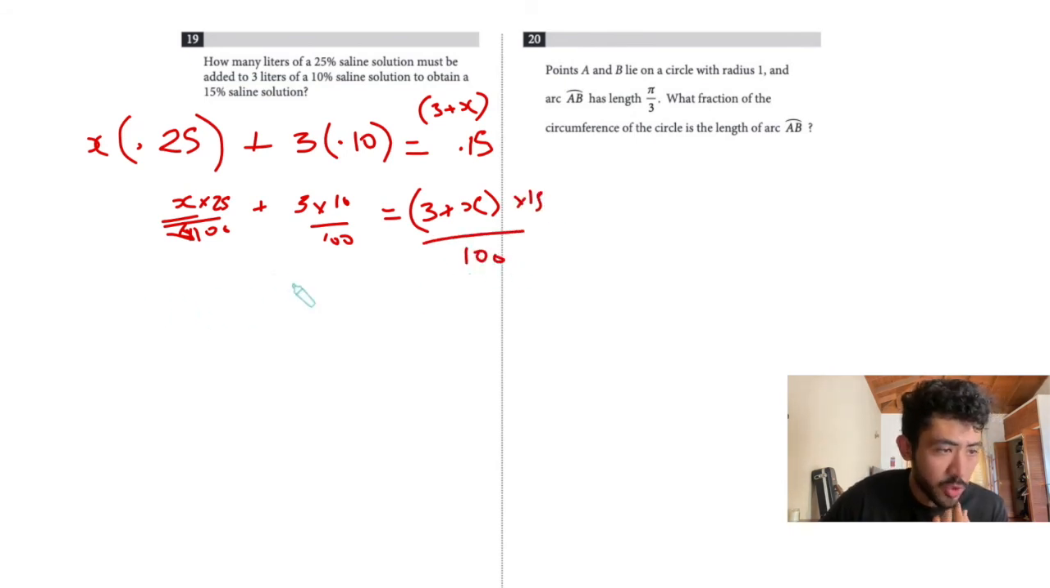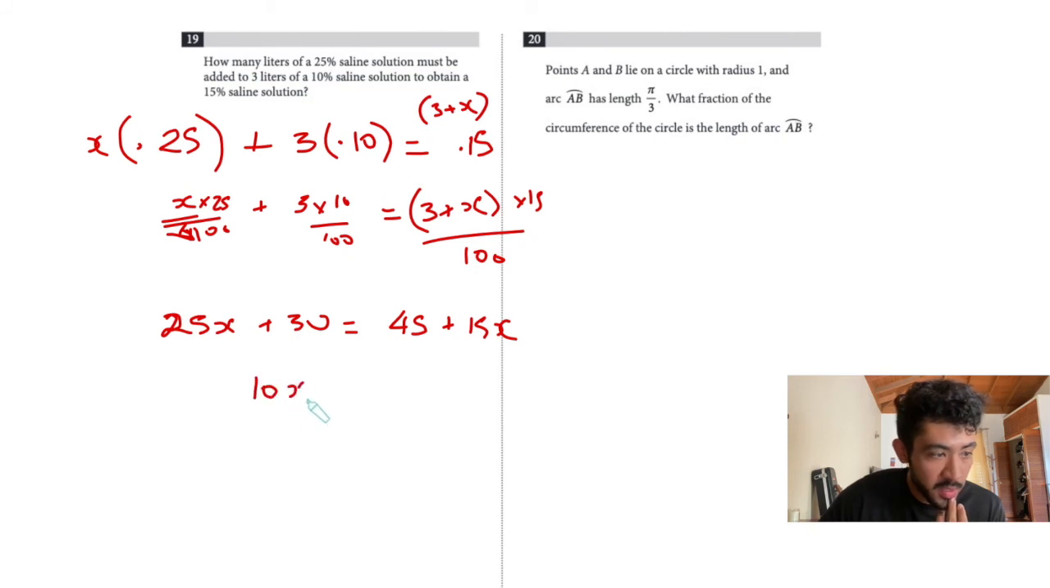If I get rid of the hundreds by multiplying by 100, I now have 25x plus 30 is equal to 45 plus 15x. Let's say 25 minus 15 is 10x equals 15. X has to be 1.5, which I can also grid as 3 over 2.